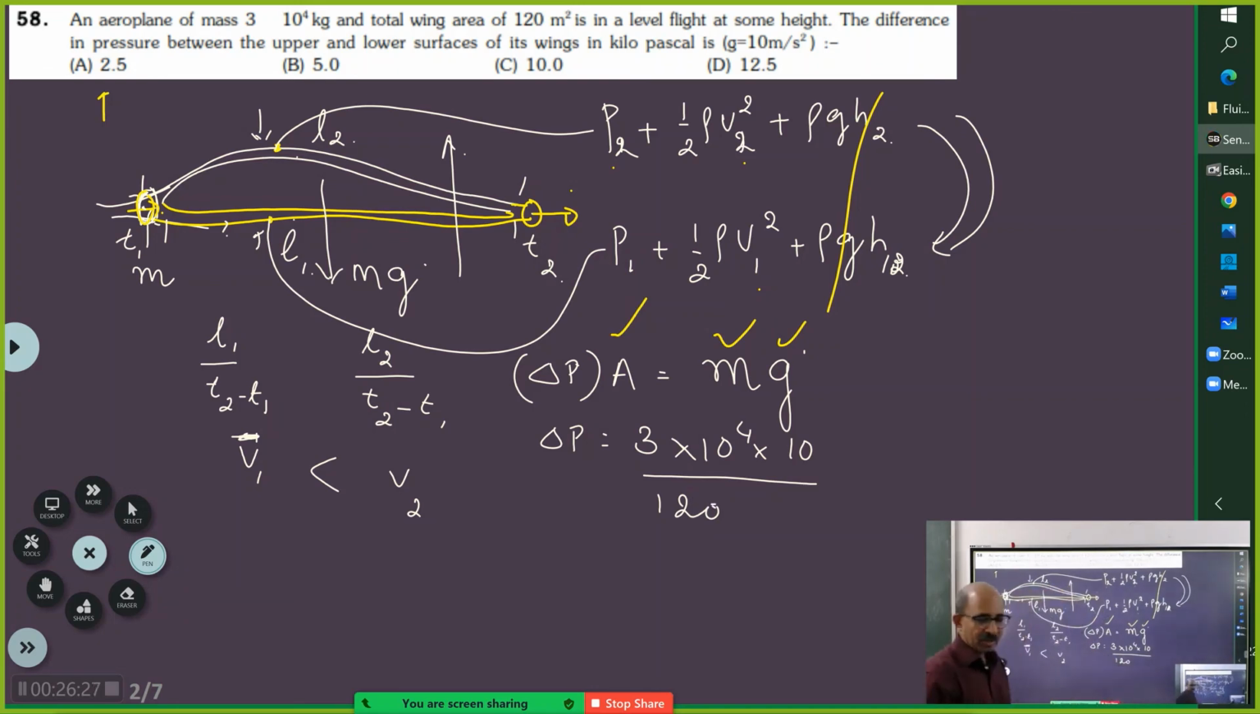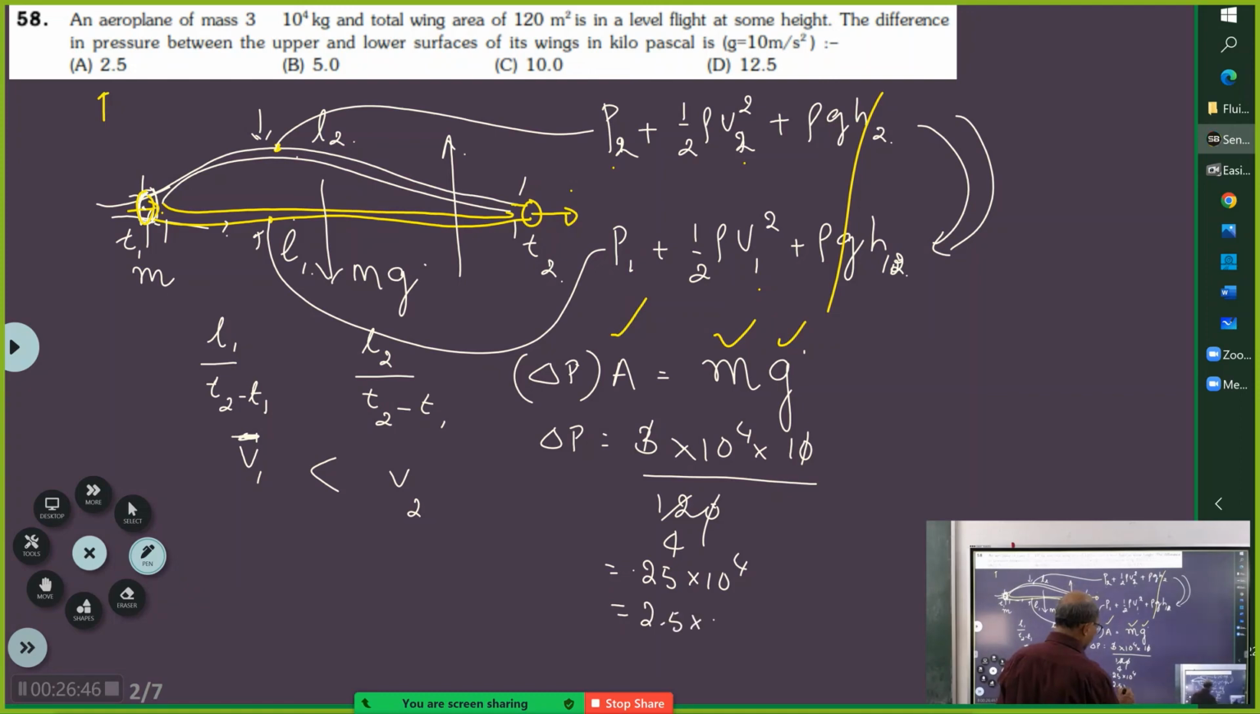So 1 Newton per meter square is 1 Pascal. Obviously this we are going to knock off, and this will be 4. So 1 by 4 is 0.25. 0.25 into 10 to the power of 4. So this becomes 2.5 into 10 to the power of 3 pascals, or 2.5 kilopascals.